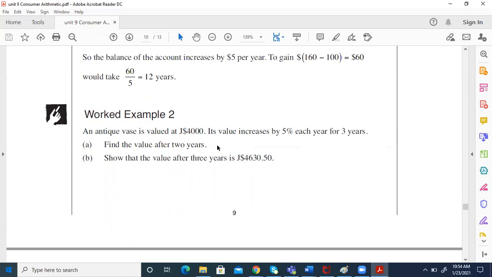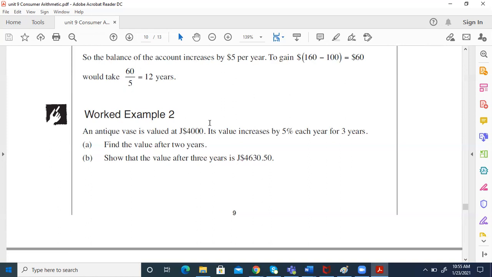Find the value after 2 years, right? So after the first year, we find 5% of this, which is $200. So after the first year it is 4,200. Then the next year, you're going to find 5% of 4,200 and add it on top of 4,200. Boy, I do these things out in my head.